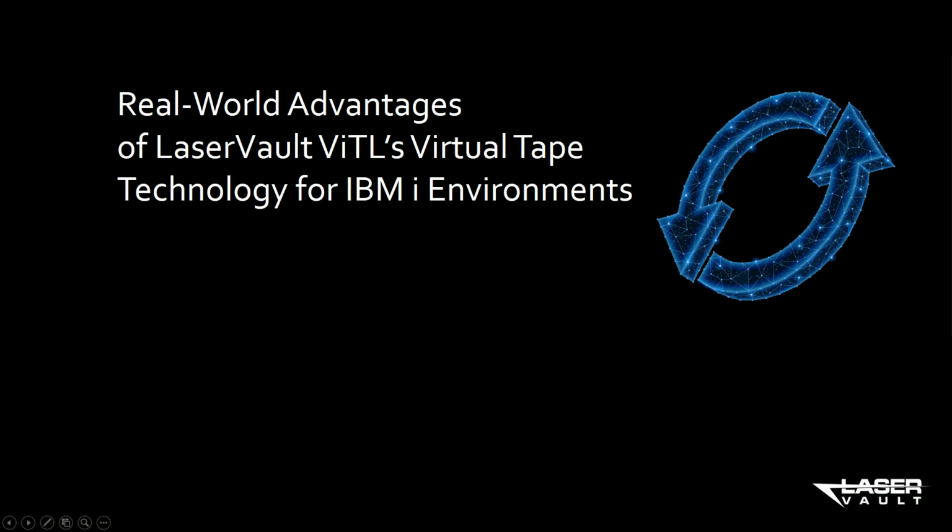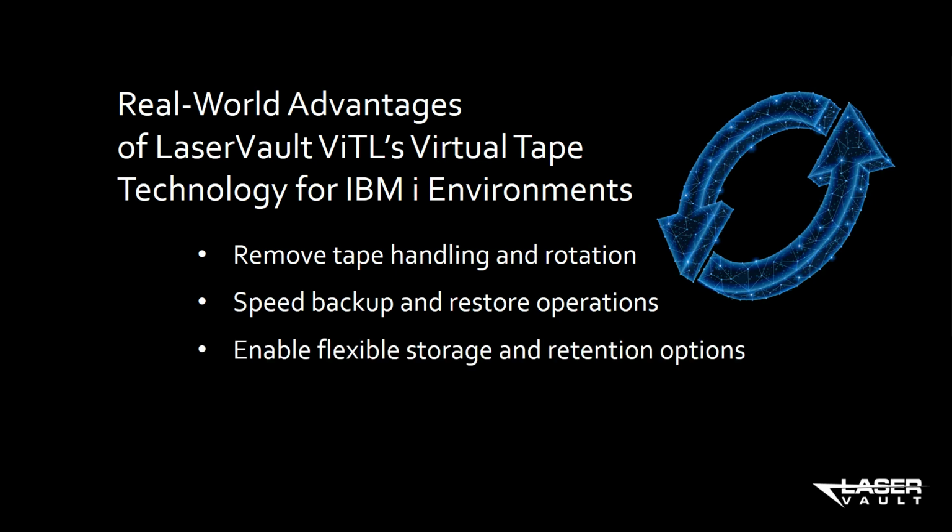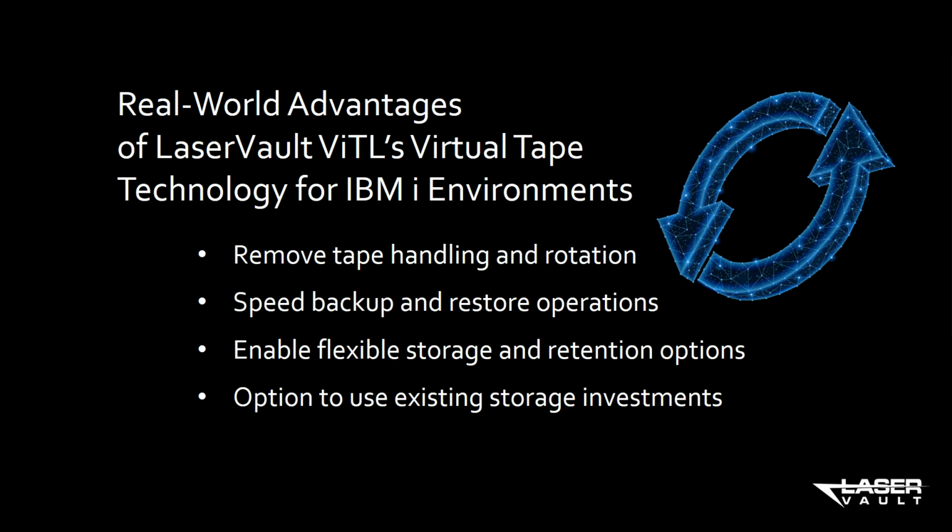So the real world advantages of a VTL solution in IBM i: remove tape handling and rotation, and speed up backup and restore operations. Again, backups are up to twice as fast compared to physical tape backup time, and restores are much faster as well. Enable flexible storage and retention options. Flexible storage means you can use any SAN or NAS storage available to write backups through the VTL and leverage those storage solutions for IBM i.